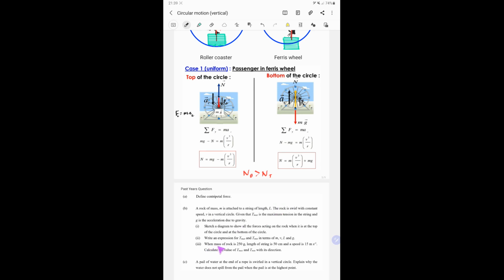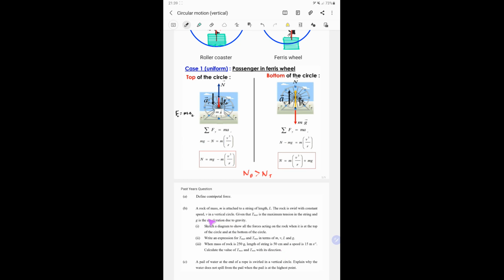And then the mass of the rock is 250 grams, in gram. Remember, we need to convert it to kilogram for our calculation. The length of the string is 50 centimeter, again centimeter, convert it to meter. And the speed is 15 meter per second, SI unit already. So calculate the value of T max and T min with its direction. We need to know the direction of T. Is it upward or downwards?